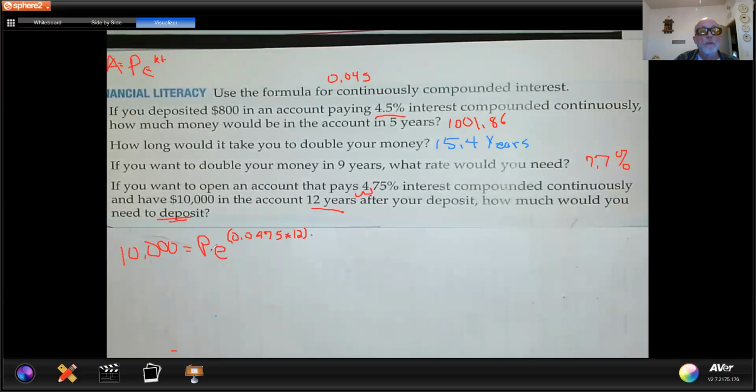So what do I have to do? This one's different than all the rest. Well, I'm looking for P, so I have to divide by this number. Because see, what's holding P to E is multiply. So I'm going to divide this side by that whole thing. I'm just going to divide by that. So let's type it in our calculator.